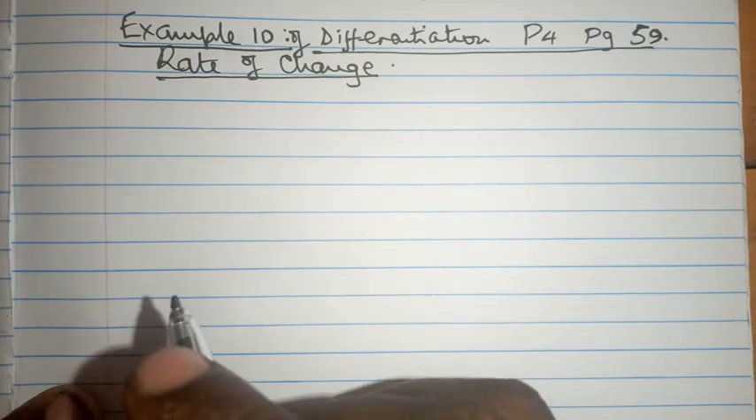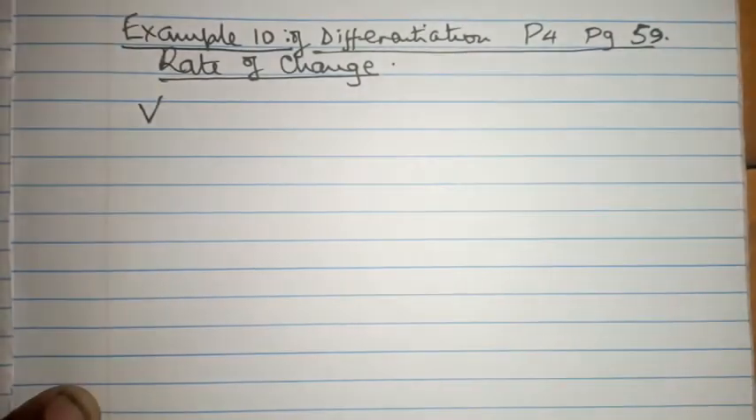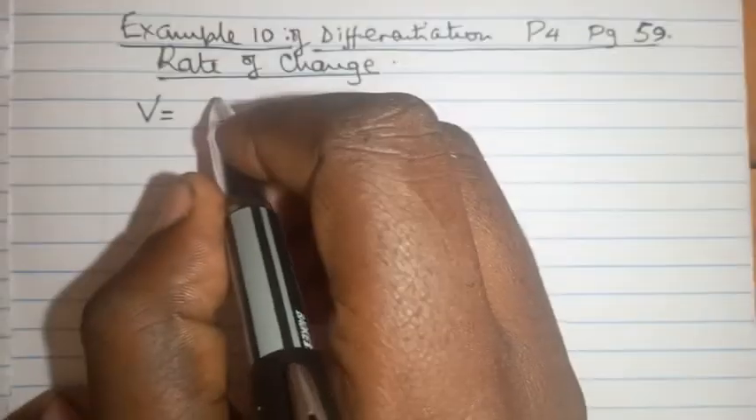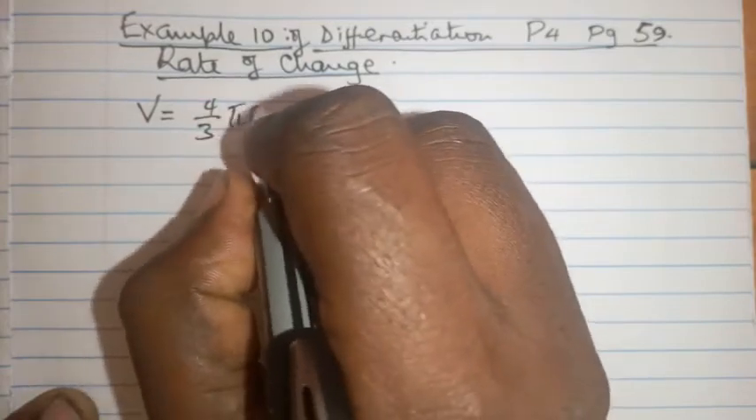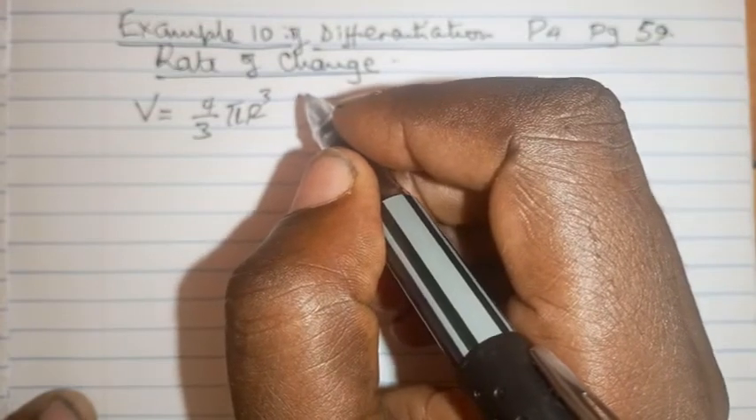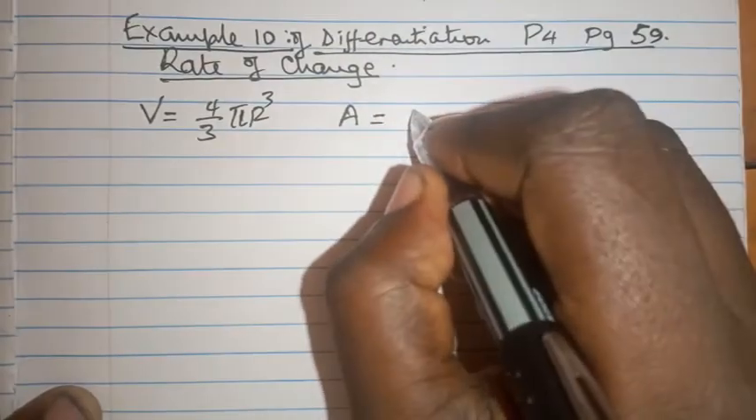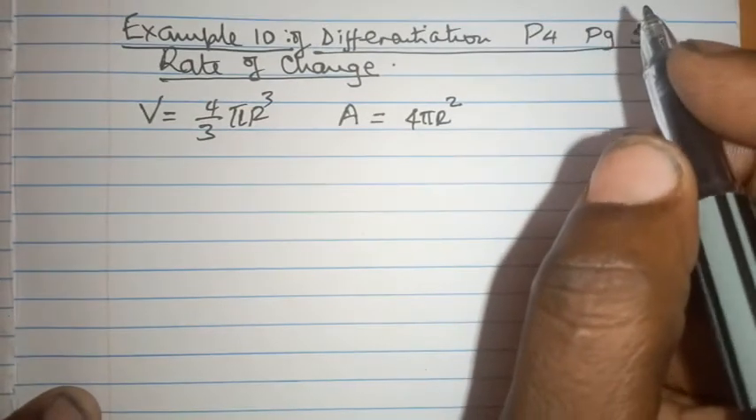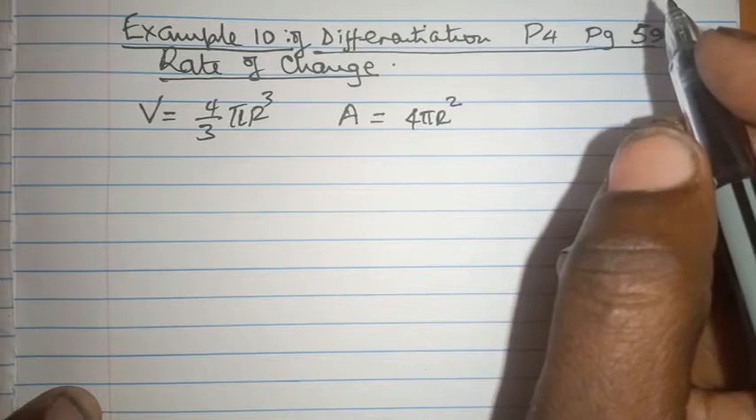that the volume of a sphere is 4 over 3 pi r cubed centimeters cubed, and that the surface area is given by 4 pi r squared. Write down a differential equation for the rate of change of radius of the snowman's head.